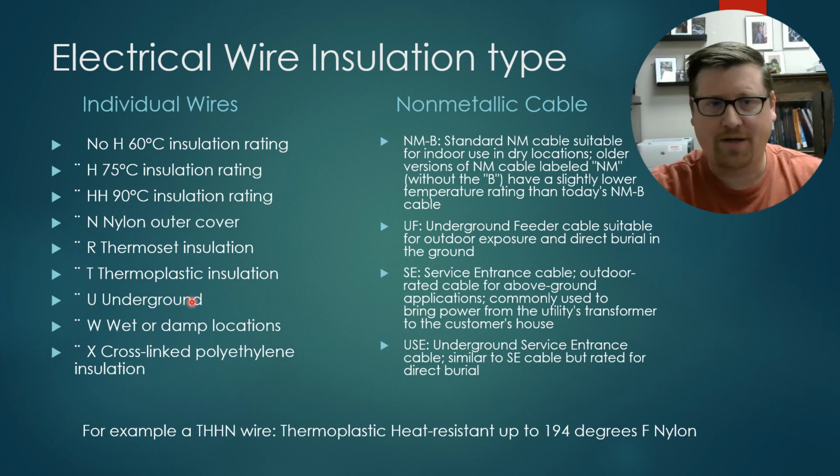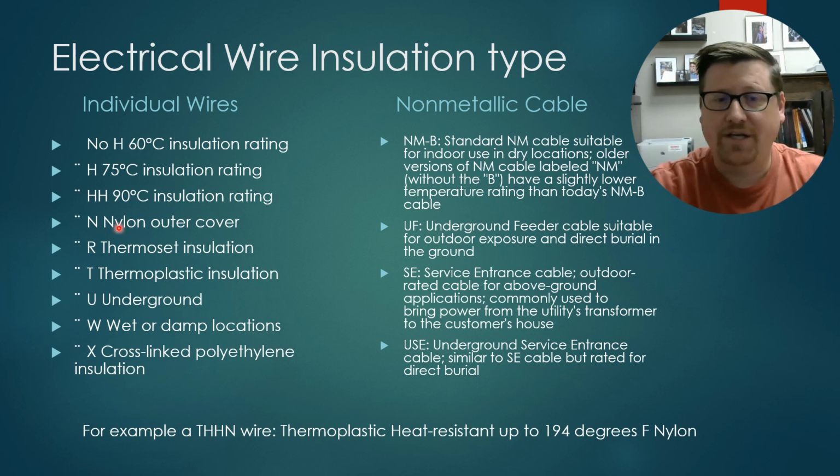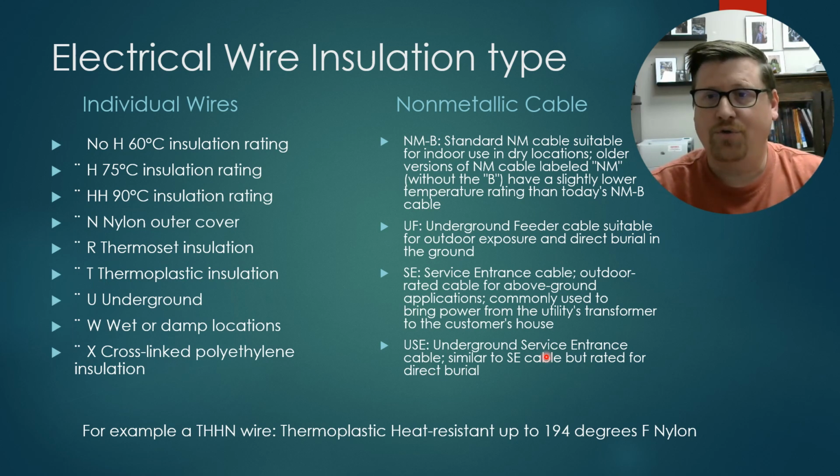The other things to talk about, right? We got U for underground, right? They make cable that's good for direct burial underground. And then X is cross-linked polyethylene insulation. That's just another one that you will occasionally see, right? These are all insulation types. And if you go back to that 310 tables, it'll tell you more detail on what all those insulations are for each specific wire type.